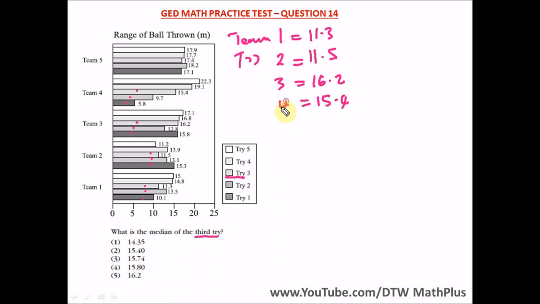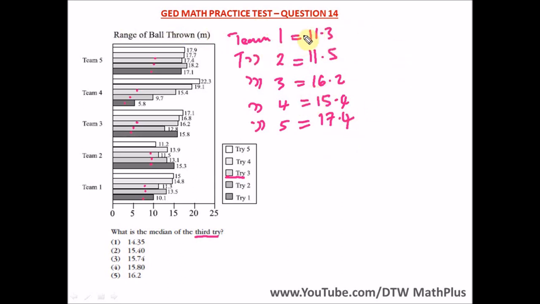So the third try for the first team is, we have 1, 2, 3. For team 1, the third try is 11.3. Team 2, let me just write 2 here. Team 2, the third try, 1, 2, 3, is 11.5. For team 3, 1, 2, 3, we have 16.2. Then for team 4, 1, 2, 3, we have 15.4. Then for team 5, 1, 2, 3, that is 17.4.